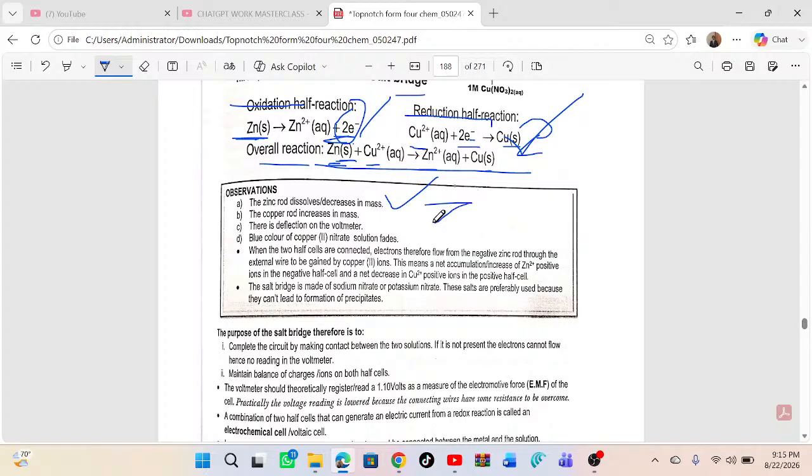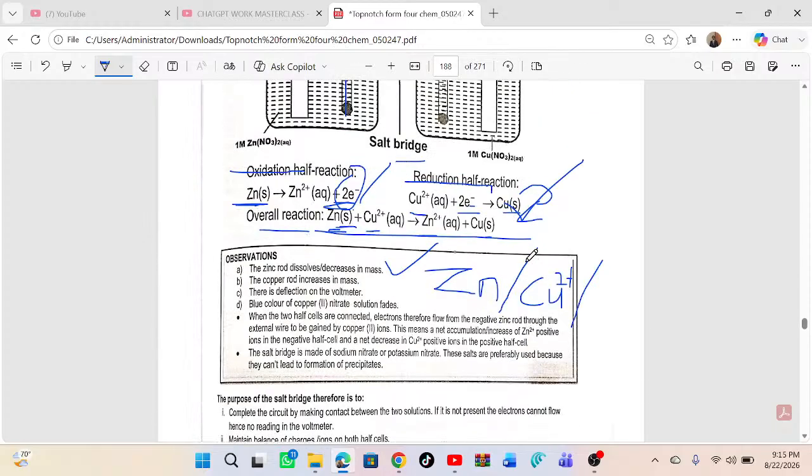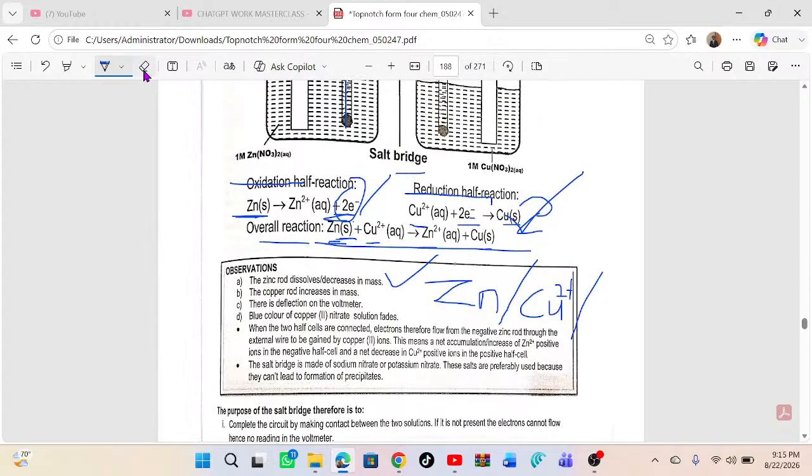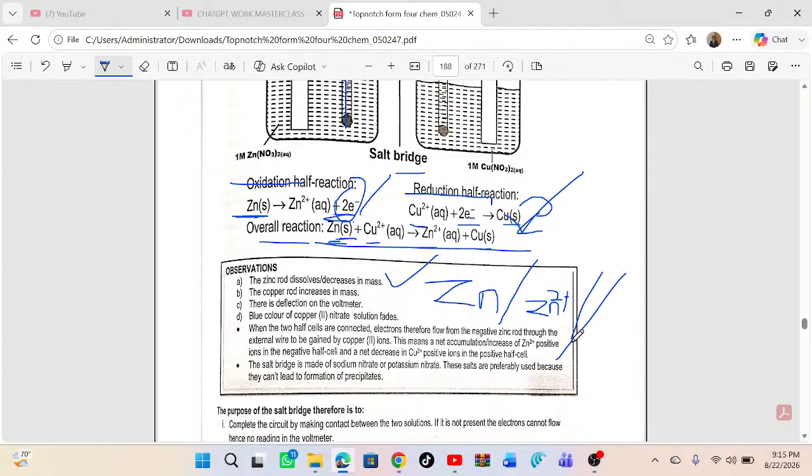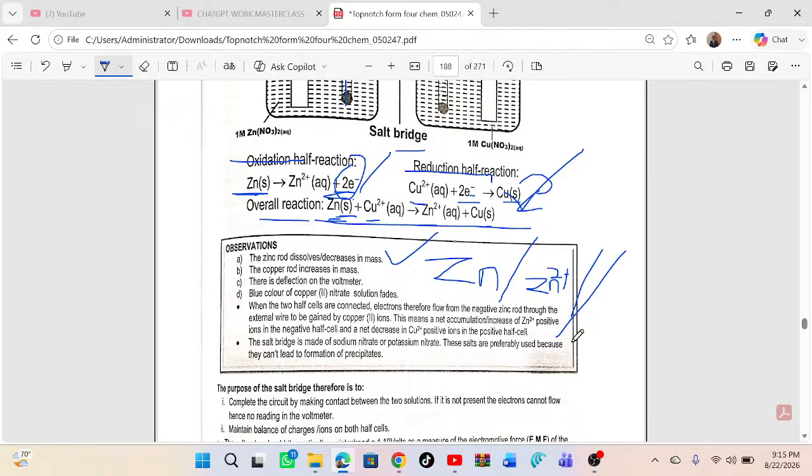So you start with zinc, then phase boundary, then copper ion, I mean zinc ion, because we should finish this side first. Sorry, this side. We have the zinc, then zinc ion. So the side that had high reactivity in the series, you finish, then you bring these two lines which are called the salt bridge. They represent the salt bridge, the double lines.